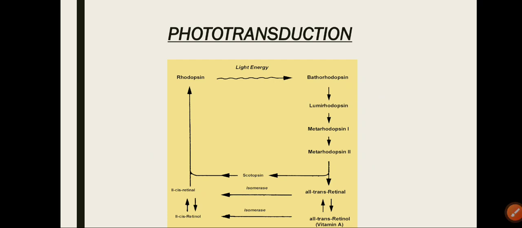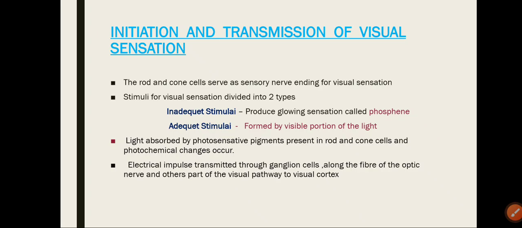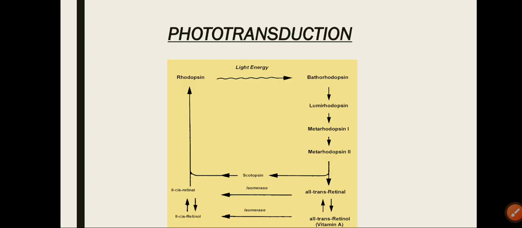Okay, so here we discuss the mechanism of the visual cycle. This is the visual cycle. Photochemical changes occur here. So now we discuss this image. First, there will be rhodopsin bleaching.